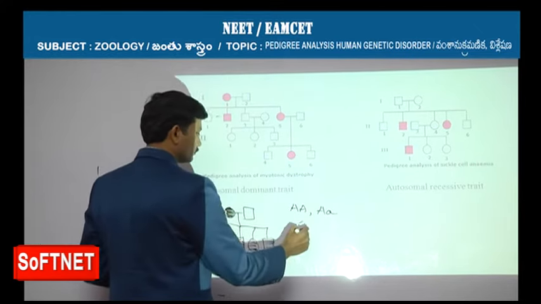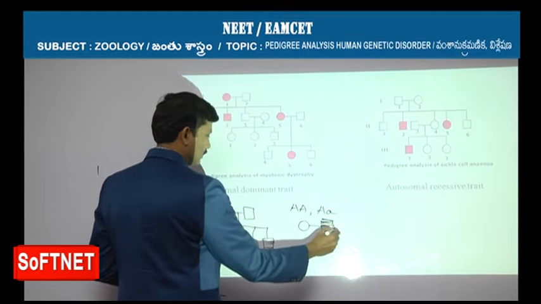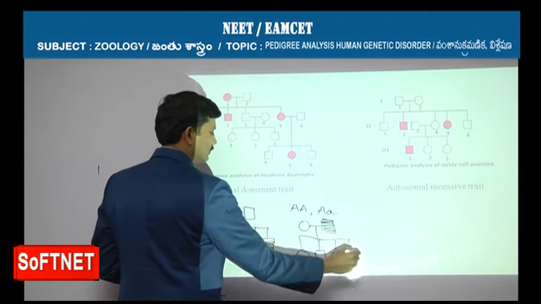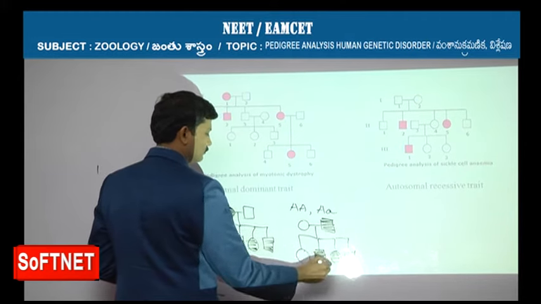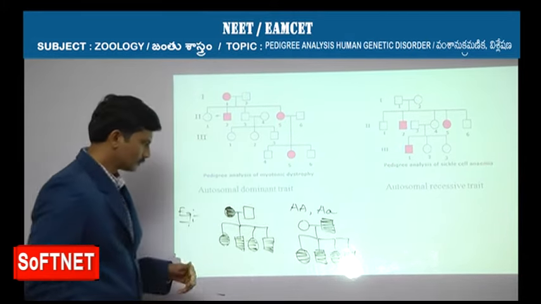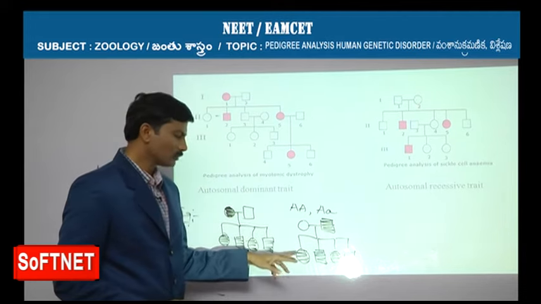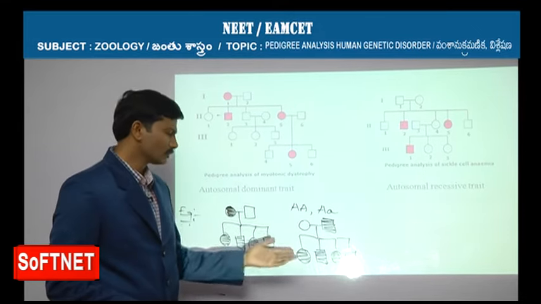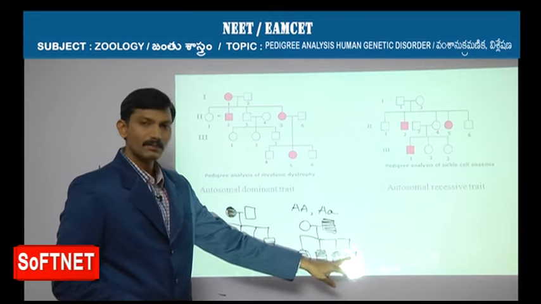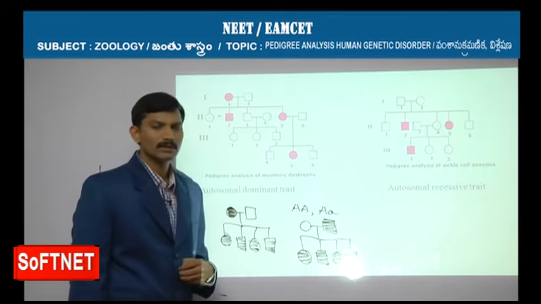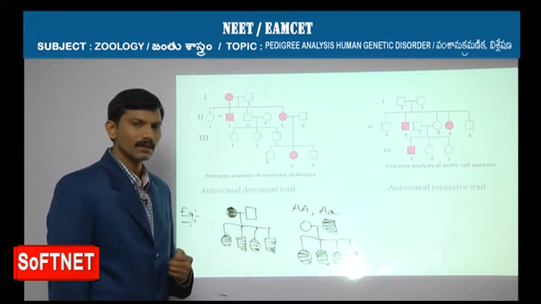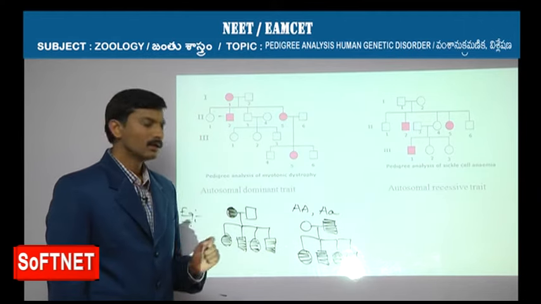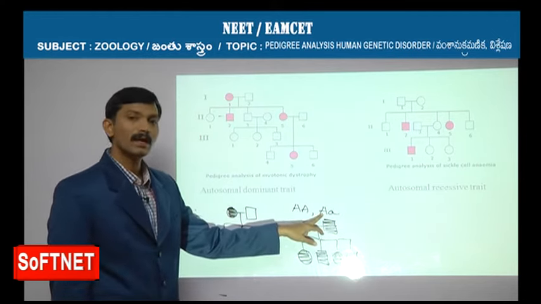Whereas, if one of the parents is affected and most of the progeny are affected irrespective of sex, but one of the progeny is not affected, it means that the disorder or trait being inherited, as shown in this chart, is autosomal dominant, but in this case it represents the heterozygous condition.